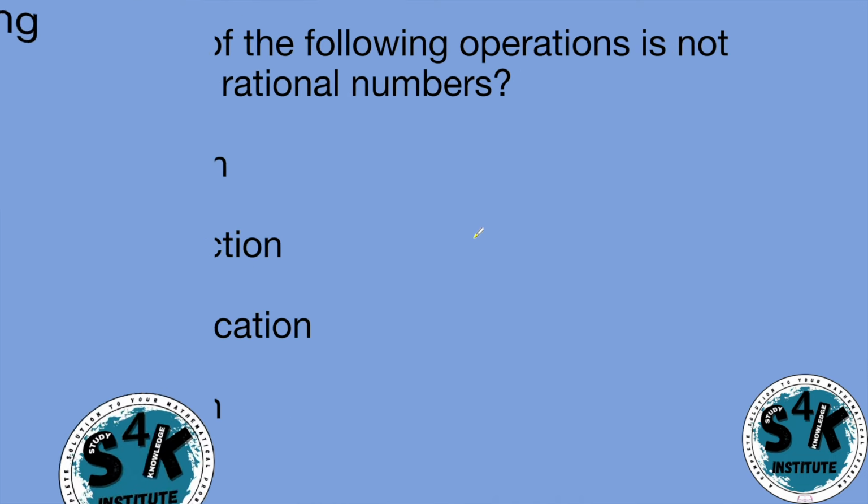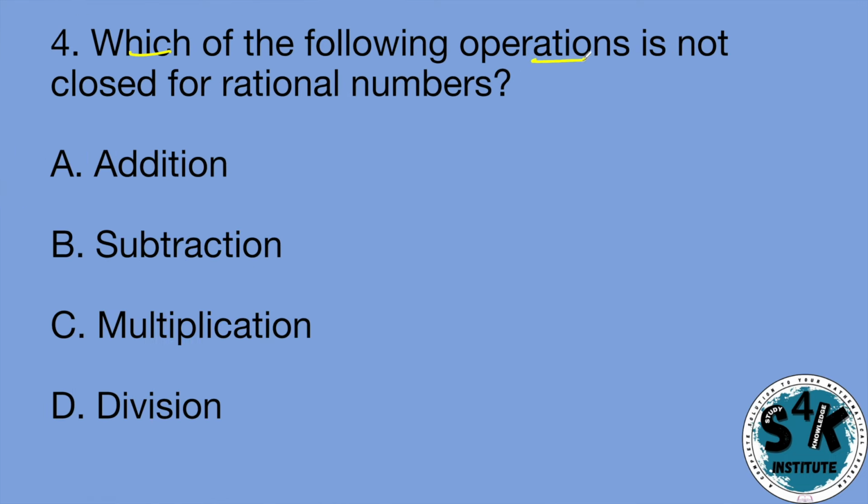The next question is, which of the following operations is not closed for rational numbers? What do you mean by a closed operation? When you add two rational numbers, it should be a rational number. When you subtract two rational numbers, it should be a rational number. When you multiply two rational numbers, it should be a rational number. When you divide two rational numbers, it should be a rational number. So which of the following is not satisfying?